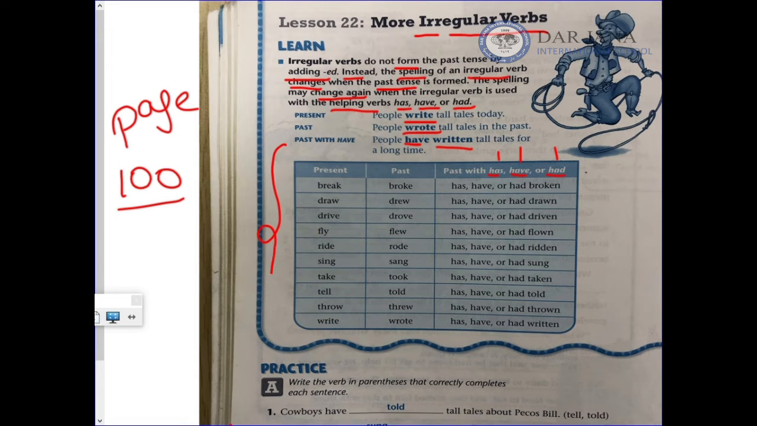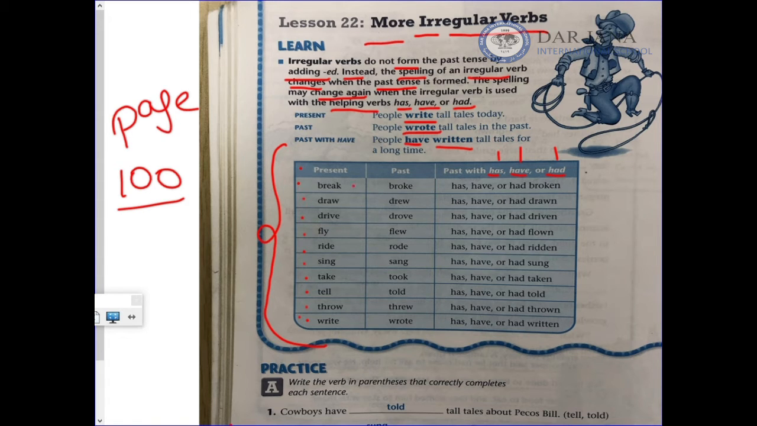Let's review the table here. We got 10 more words. That's why it's more irregular verbs. We got 10 more irregular verbs that we need to memorize. So this lesson is all about memorizing and practicing. Practice makes perfect. Good job.